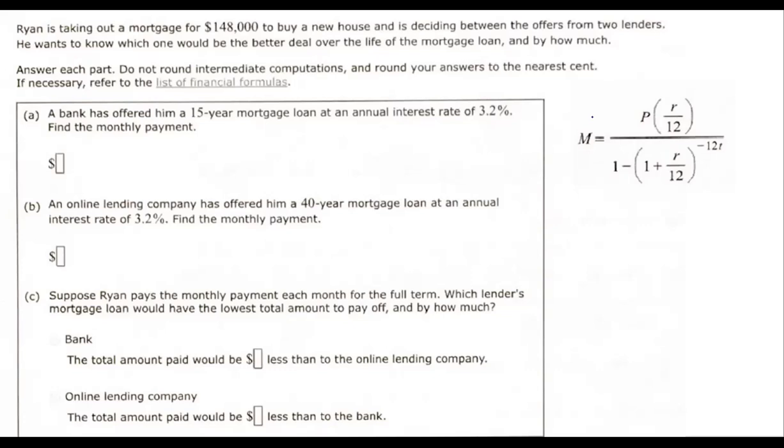Okay, so for the first part here, again, I'm just using this formula to calculate this. We have 148,000, multiply that by 0.032 divided by 12, and then divided by 1 minus 1 plus 0.032 divided by 12 raised to the negative 12 times 15. Okay.